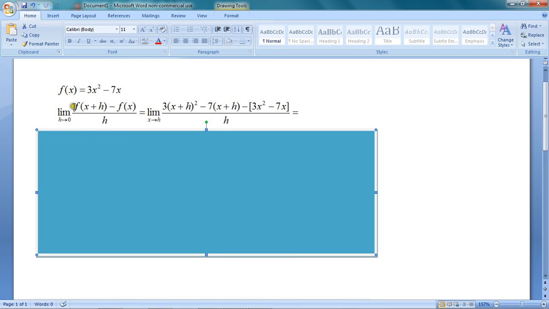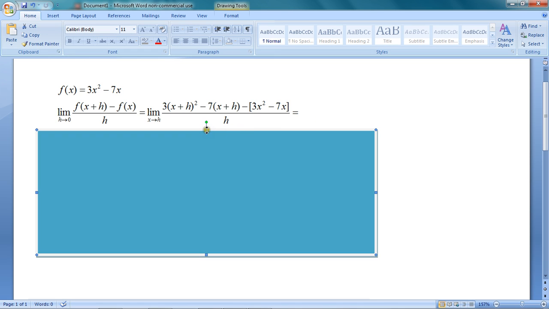You'll see here I have limit h approaching 0, f of x plus h minus f of x, all divided by h. Here I've substituted in my x plus h and my x into the function 3x squared minus 7x. So here's 3 times x plus h, the quantity squared, minus 7 times x plus h, minus the original function, which was 3x squared minus 7x.